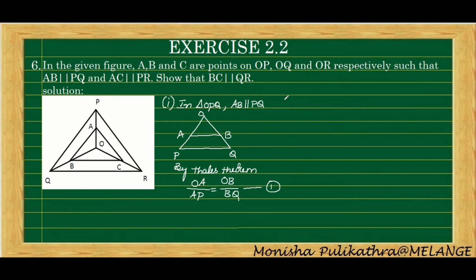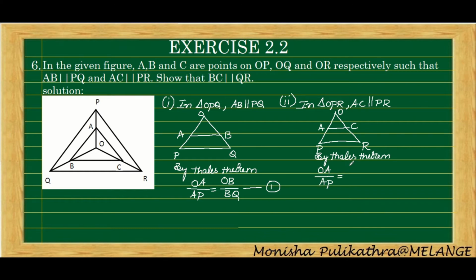Okay. So next we need to take the second set of triangle, that is OPR triangle. So in triangle OPR, AC is parallel to PR. So let us draw the second triangle. The second triangle is OPR. In triangle OPR, AC is parallel to PR. So again by Thales theorem, we can write it as OA by AP is equal to OC by CR. Let this be equation number 2.